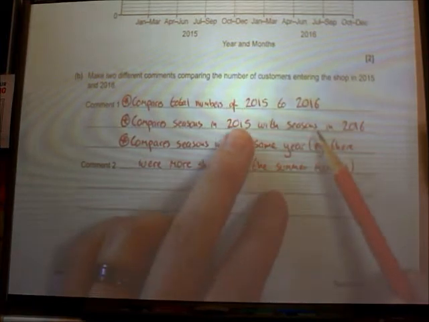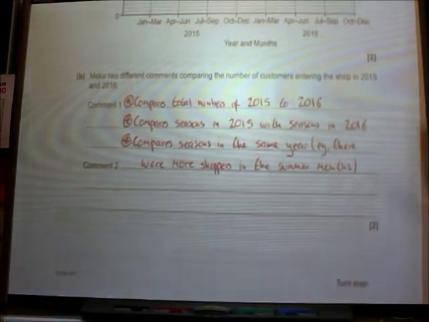Don't compare the first month, first 3 months, and then the next with each other, and then the summer months with each other, because it will class that as the same sort of thing.